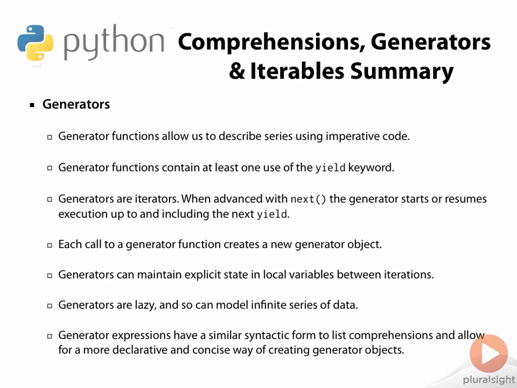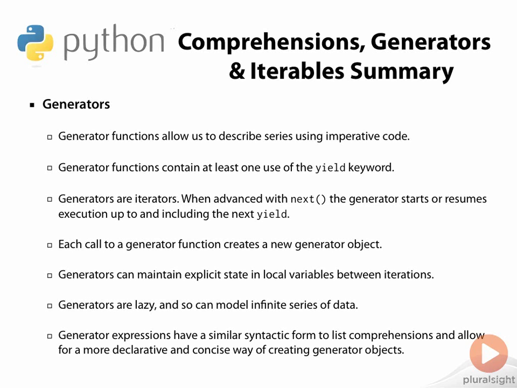Generator functions allow us to describe sequences using imperative code. Generator functions look just like regular functions and have all the same facilities, but they must contain at least one instance of the yield keyword. The generators produced when you call a generator function are iterators. When the iterator is advanced with next, the generator starts or resumes execution up to and including the next yield statement. Although generators can't be reused, generator functions can. Each call to a generator function creates a new generator object.